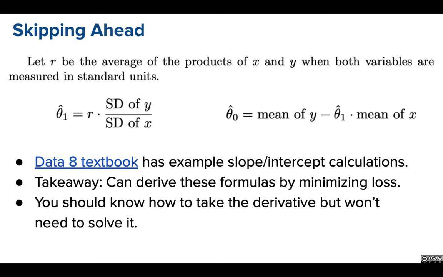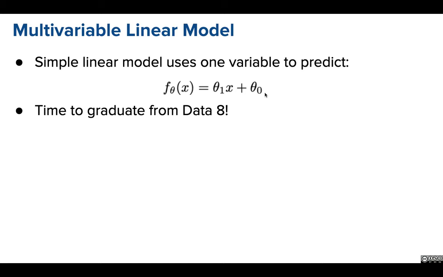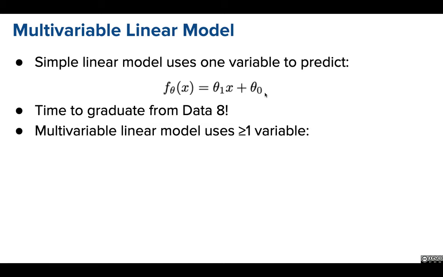Now things will start to get really hairy. Let's talk about multivariable linear models. In a multivariable linear model, instead of using a single variable to make a prediction, we're going to graduate from Data 8 and use more than one variable. We're going to use up to p variables. This model says, do the same thing as a simple linear model, but take into account many attributes of my data instead of just one attribute.